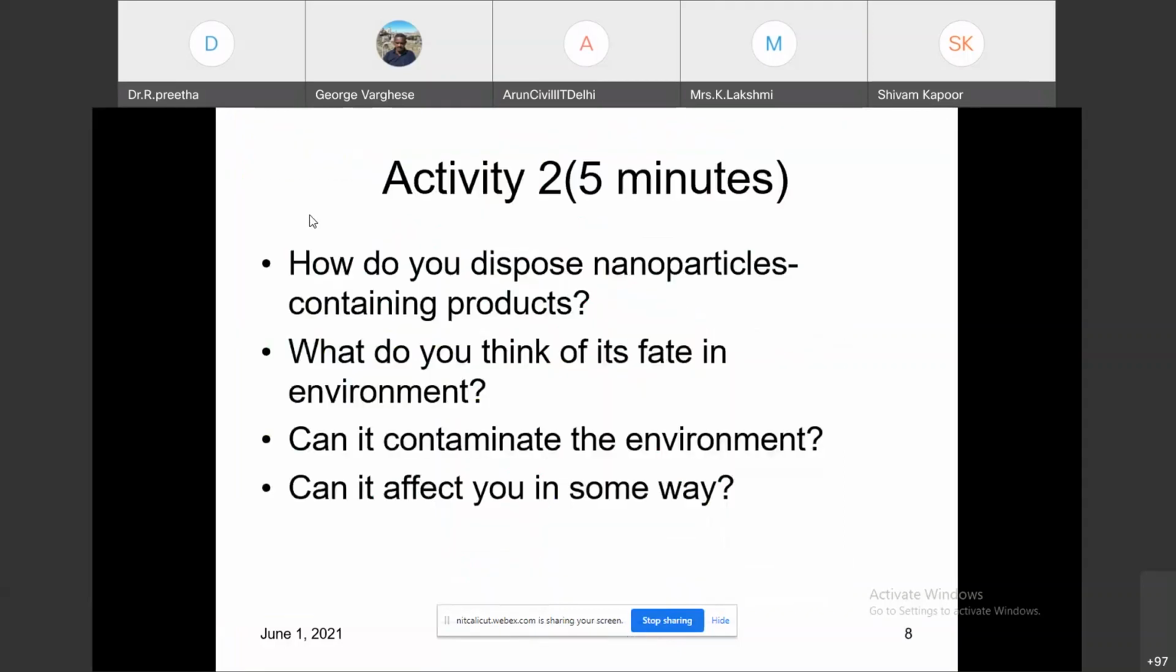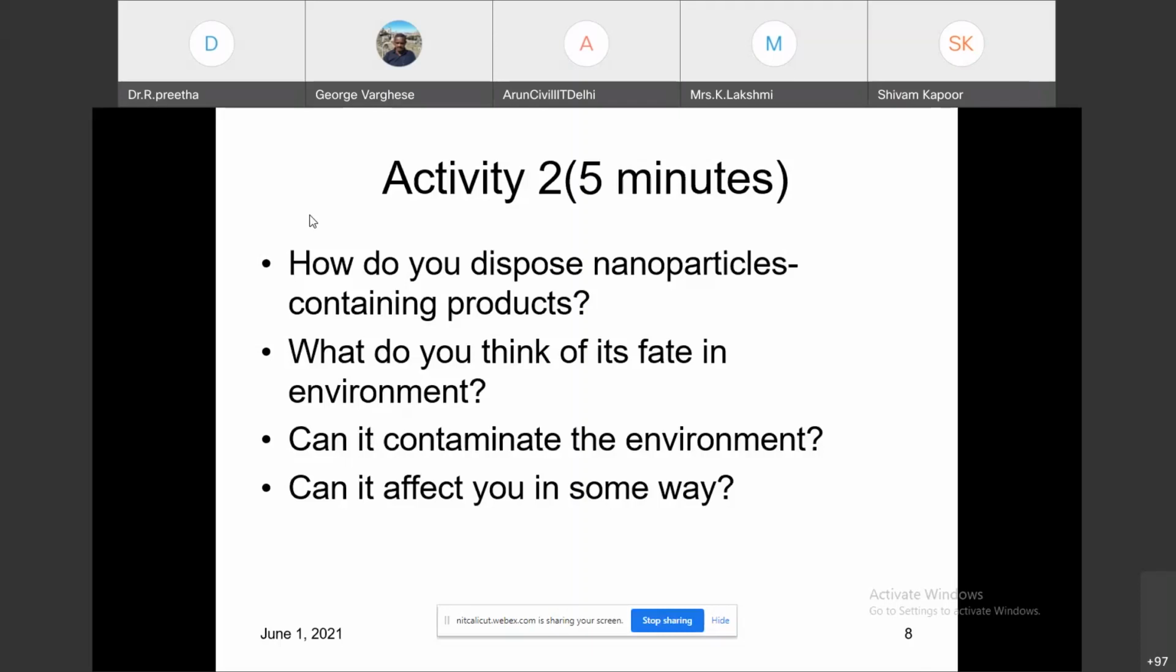Now this is the second activity. I'm sure many people are trying to link to that portion also. Let's say once you have the air polluted, how are we going to clean it? Or let's say once your nanoparticle or nanoparticle-containing product has come into your wastewater, how is it going to interact with your environment? What can happen to those nanoparticles? Will they be degraded by bacteria, or absorbed by your soil, or will they remain persistent in the environment?